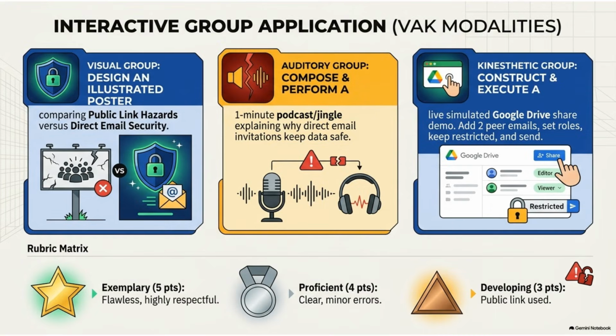Now let's move to our interactive group application exercise. For the visual group, you will design an illustrated poster comparing the hazards of public links against the security benefits of direct email invitations. The auditory group is tasked with composing and performing a 1-minute podcast or jingle. Your goal is to clearly explain why direct email invitations are the superior method for keeping your data safe. For the kinesthetic group, you will construct and execute a live simulated Google Drive share demo. You must add 2 peer emails, assign specific roles, ensure access is restricted, and then send your invitation.